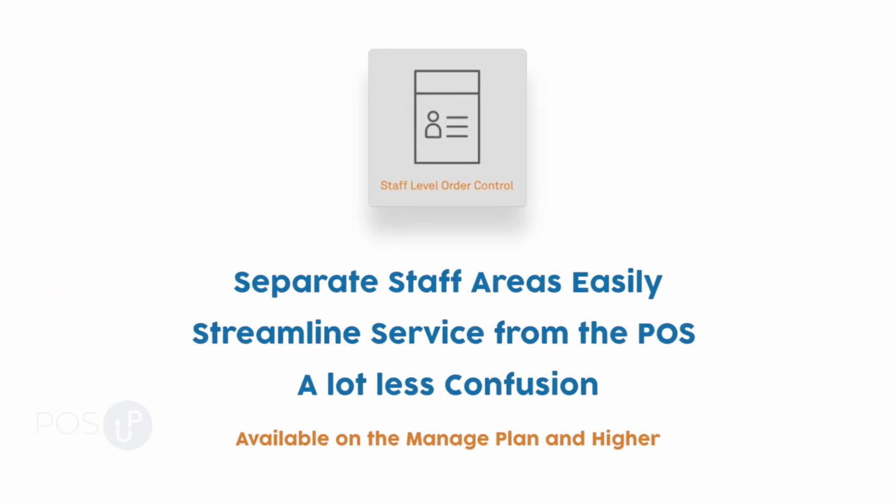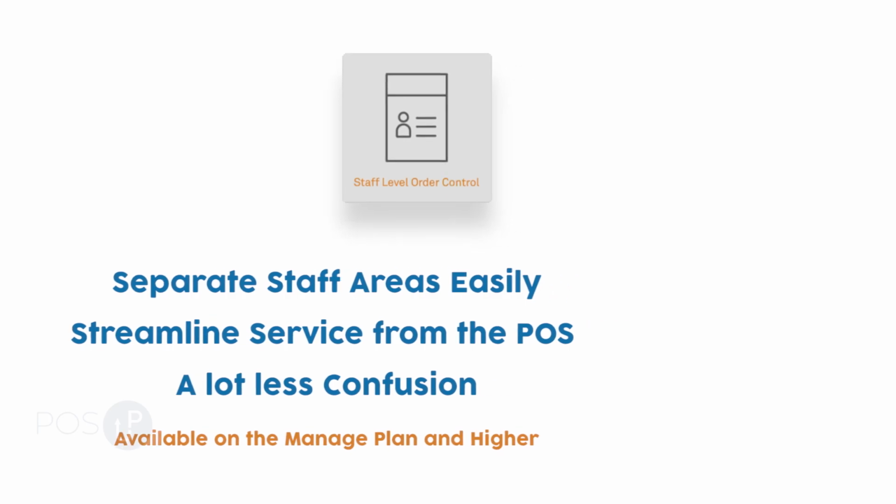Staff-level order control is great for venues where staff have their own area to look after. With this, staff are only able to see and edit their own orders, which greatly reduces any possible confusion and streamlines even the most complicated setups.